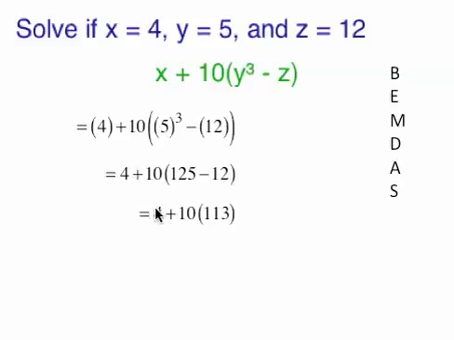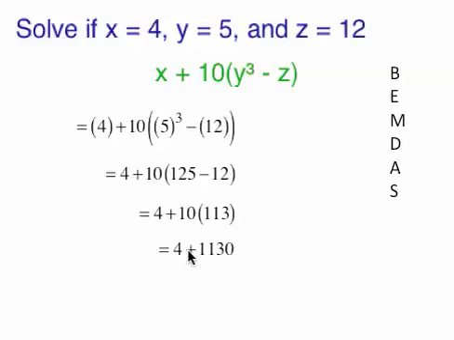Then we have 4 plus 10 times 113. Are you going to do the addition first or the multiplication? Well, what comes first here? Multiplication and division comes long before addition and subtraction, so we're going to do the multiplication. So 10 times 113, that's pretty easy, is 1,130. There's no need to use a calculator at this point.